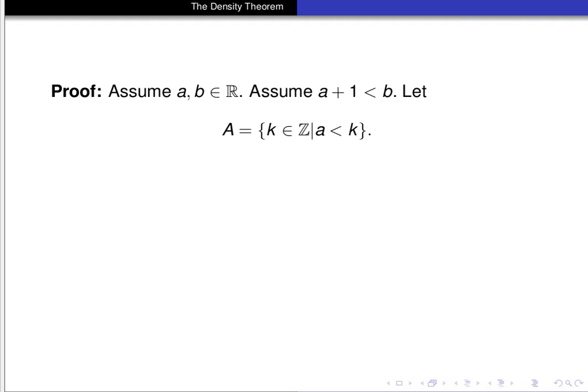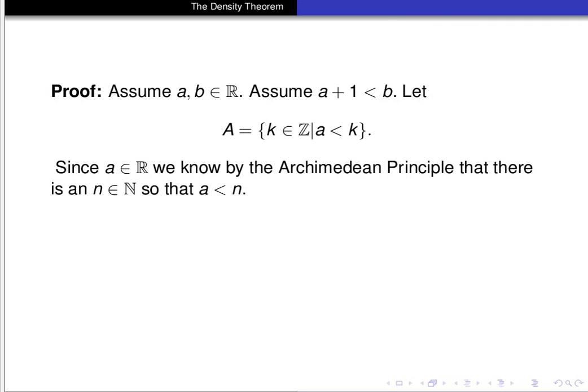Let's look at the set capital A, which consists of all integers k that are larger than a. So A is the set of all k in Z so that a is less than k. Now by the Archimedean principle, given any real number, such as a, we know we can find a natural number larger than a. So the Archimedean principle guarantees us a natural number n so that a is less than n. In other words, that tells us that the set A is not empty. It has at least one element.